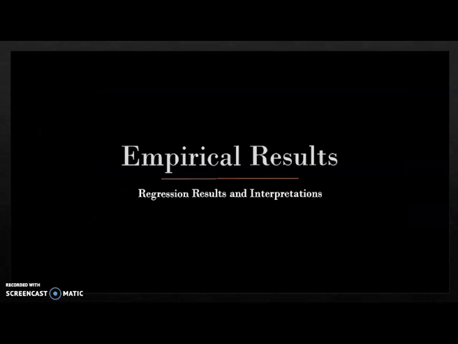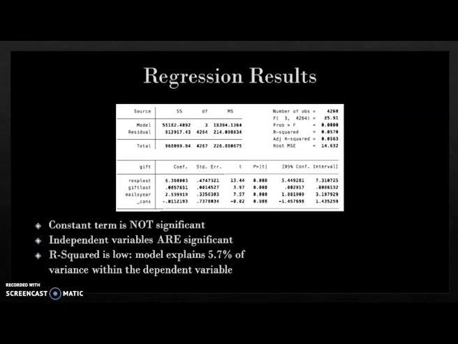Now, having described our data, we will move on to the empirical results of our regression model itself. Here in the regression table, we can see all of our relevant values. Firstly, our constant term in the bottom left-hand corner is very small, but it has a very large p-value, so it is not significant at any level. However, all 3 of our independent variables are significant, beyond 1%.